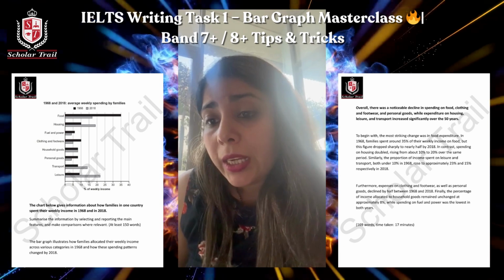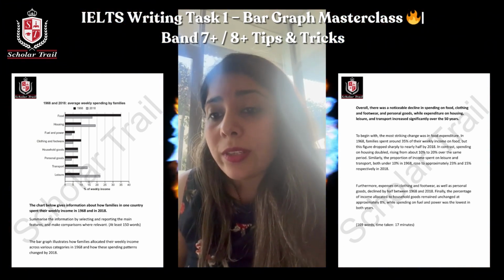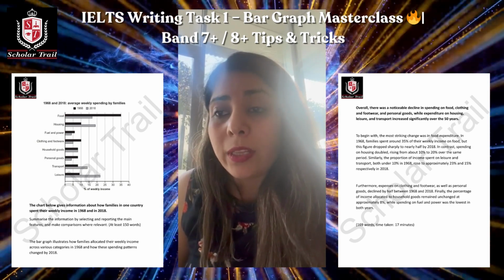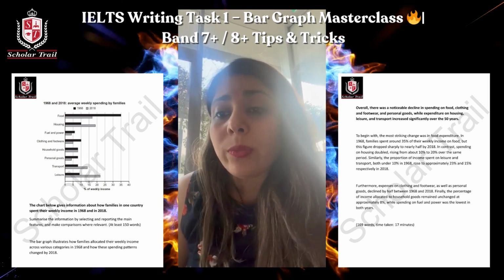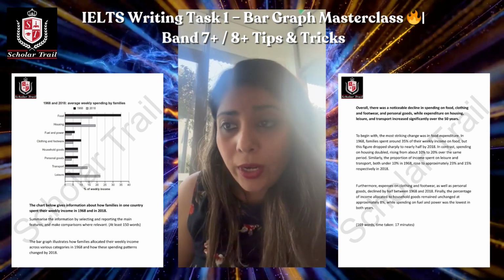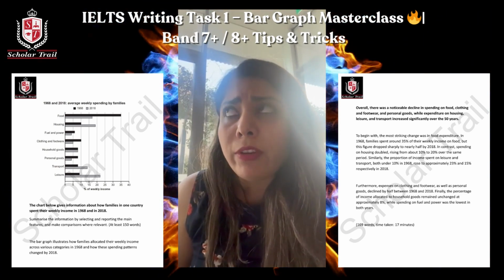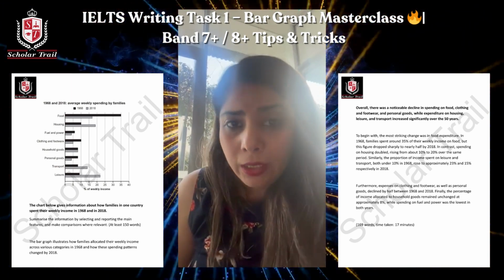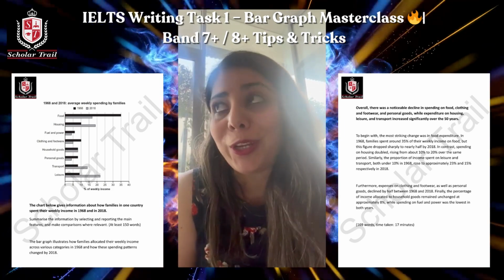Alrighty, and then let's start with our answer. The paraphrasing as usual. So the question says the chart below gives information about how families in one country spend their weekly income. You need to summarize the information by selecting and reporting the main features and make comparisons wherever relevant. At least 150 words, max can go up to 160, 170. My response is approximately 169 words, and I was able to complete that within 17 minutes. Right, let's start without any further ado. I'm not going to waste a lot of your time.